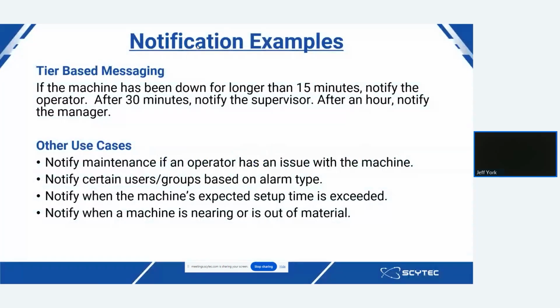So you can have tier-based messaging. So let's say a machine has been in an unknown downtime for longer than 15 minutes. That will notify the operator of that machine. After 30 minutes, you can then have that email go to a supervisor, notifying the supervisor. After an hour, you could then have that email go to a manager. And that is just some tier-based messaging, just the concept of it, how it can be applied to your shop floor.